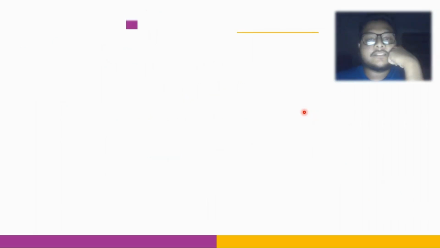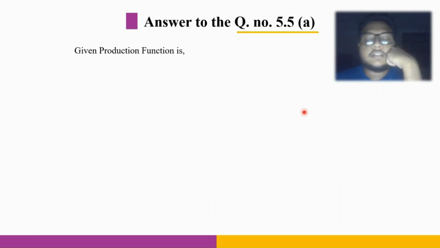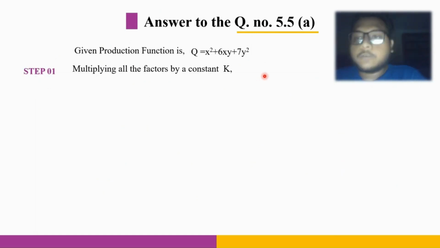First of all, we will answer the first question. The given production function is q equals x square plus 6xy plus 7y square. In step 1, we will multiply all the factors, x and y, with a constant. The constant will be a number that is more than 1, and it will be the same for x and y.